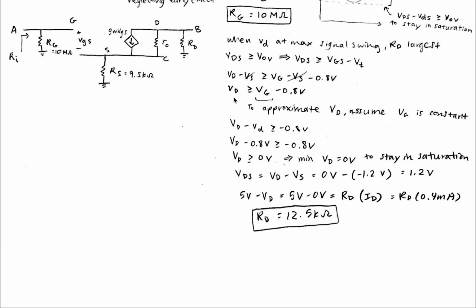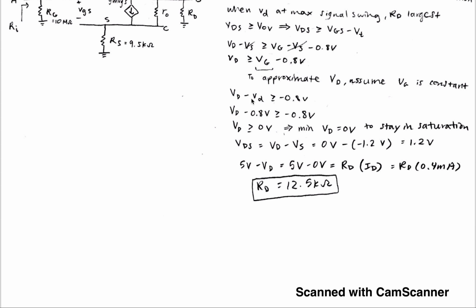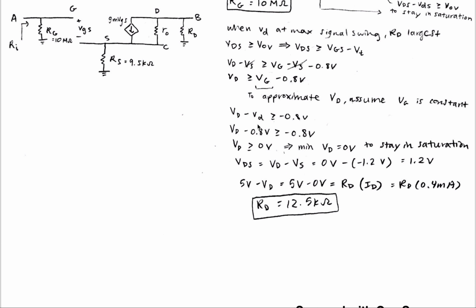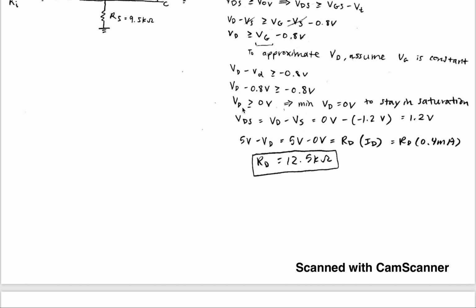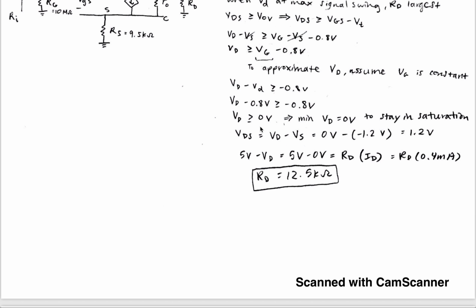And to approximate VD, we can assume that VGS or VG is constant and doesn't change, which means VOV also doesn't change. Even though this isn't quite true, we can use it to approximate. And so we get this inequality here. We can plug in this VD value for the AC part to find that VD, the DC part, equals 0 volts in that region to stay in saturation. So this is the minimum VD DC value that it can have to stay in saturation and not go into the triode region.